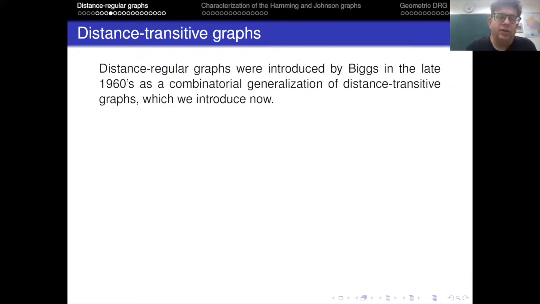I was telling you that distance regular graphs were introduced as a combinatorial generalization of distance transitive graphs, and that is what I will introduce. There's also the view of distance regular graphs via association schemes, the P-polynomial association schemes, and for that you have to listen to Terwilliger's talk to understand what that means. So I will do the distance transitive graphs.